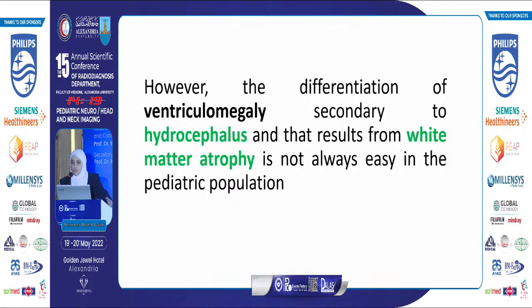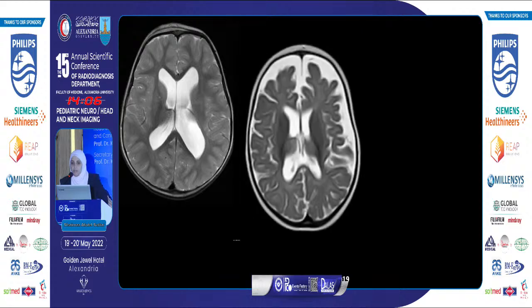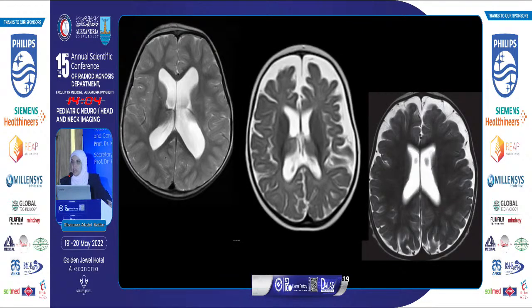However, differentiation of hydrocephalus from ventriculomegaly by this simple demonstration is usually not accurate in children. So how can we differentiate? These are three forms of ventriculomegaly. In addition to the clinical situation, in many cases the clinician can't judge: is this hydrocephalus, is this ventriculomegaly ex vacuo, or is this benign dilatation of the extra-axial CSF space?